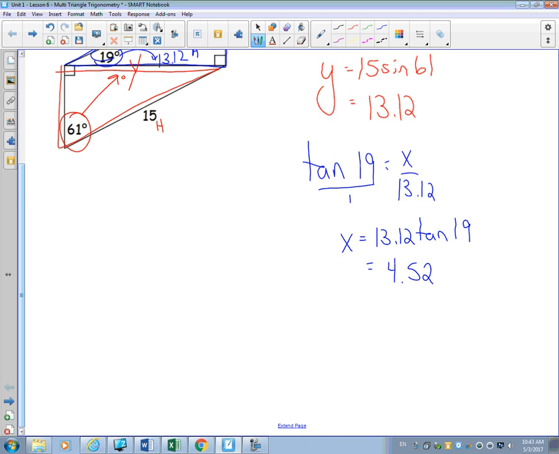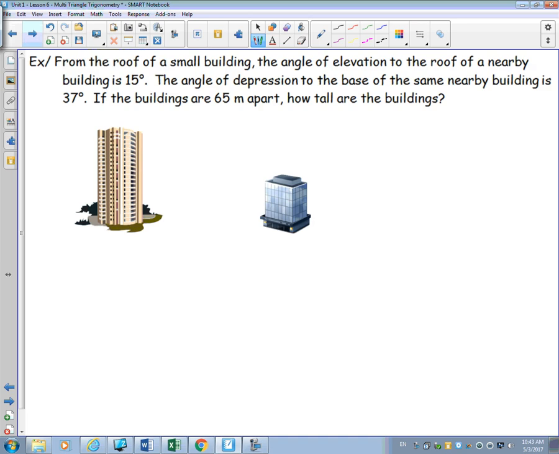When you have the diagram, it's not too bad. In this situation, however, we don't have the diagram, so we have to interpret the problem. From the roof of a small building, the angle of elevation to the roof of a nearby building is 15. The angle of depression to the base of the same nearby building is 37. The buildings are 65 meters apart. How tall are the buildings?